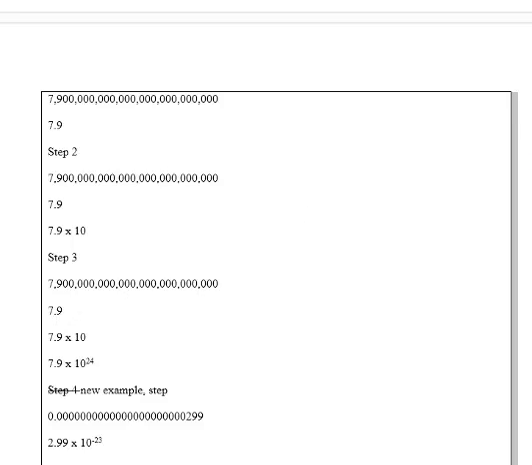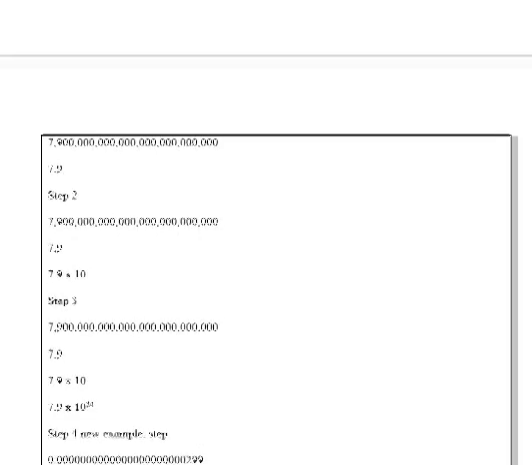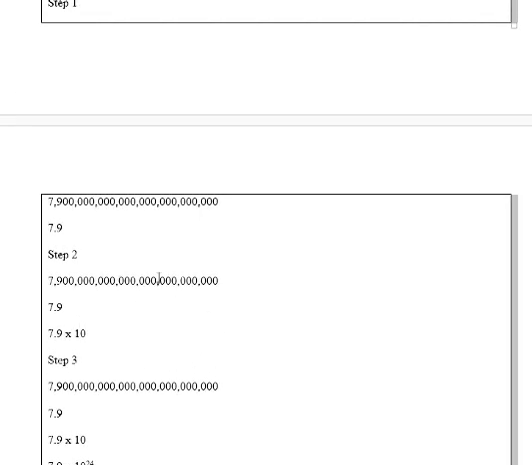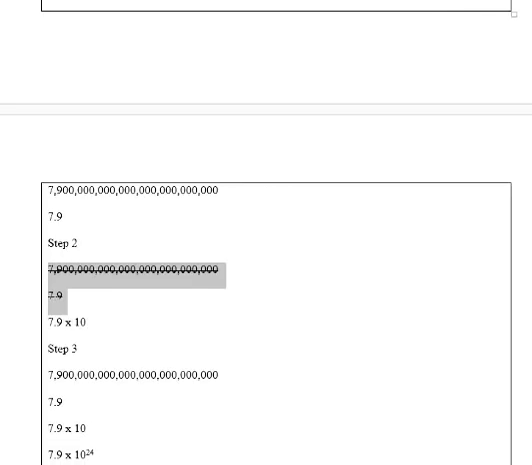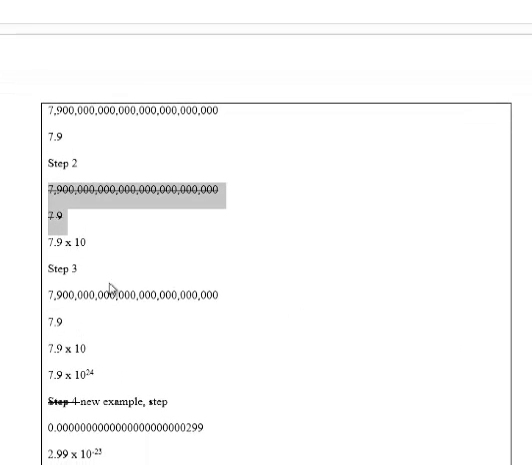You know what? I don't like this at all. I don't like including the same steps again and again. I think that's really confusing. So for each step, let's just get rid of this. So step 2 is something completely new. Step 2, 7.9 times 10. Step 3, 7.9 times 10 to the 24.